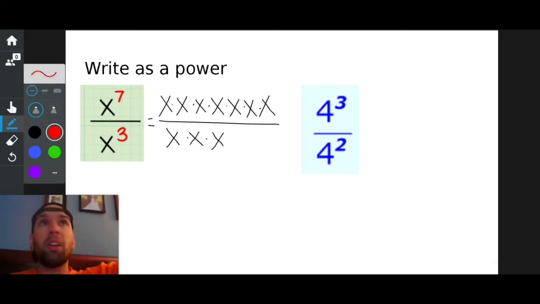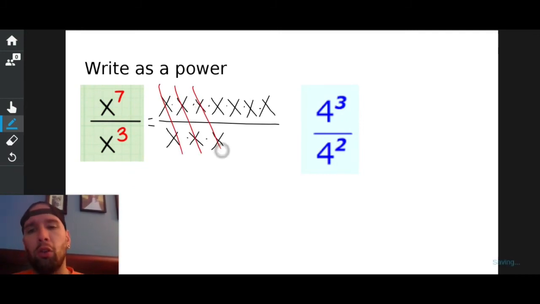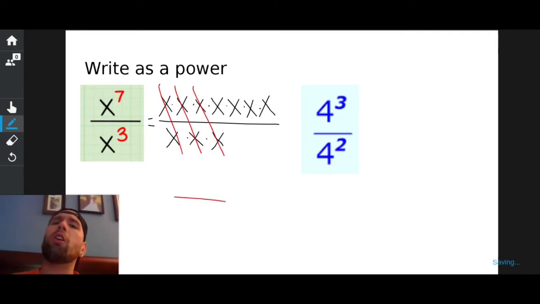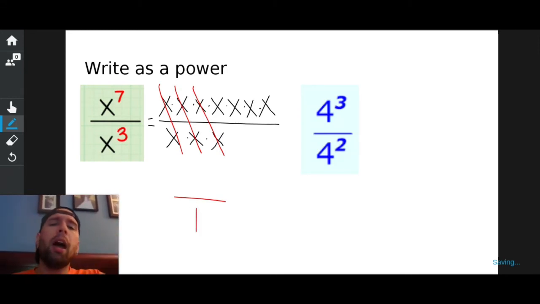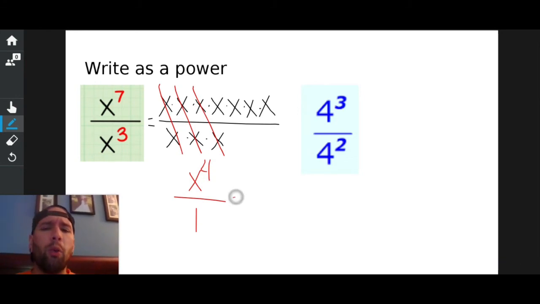If you have something up here that's the same as something down there, cross it out, cross it out, cross it out. Now, when I completely cross out an entire side, I have a 1 left over, but I wonder if that 1 on the bottom is necessary. I don't know. How many x's do I have up here? 4, so x to the 4th. Anything divided by 1 is that anything. So x to the 4th divided by 1 is x to the 4th.